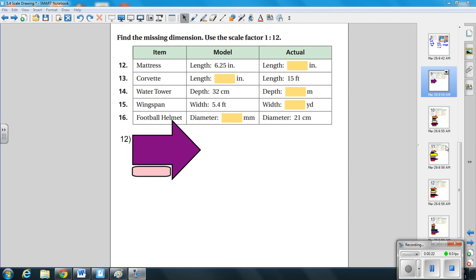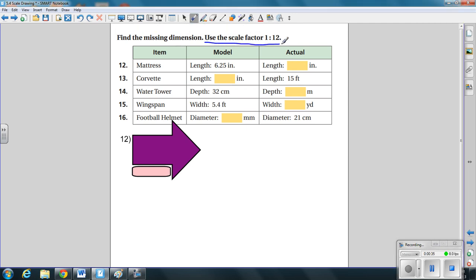So if you take a look at number 12, we have a mattress that its model length is 6 and 1/4 inches. We want to figure out its actual length using this scale factor of 1 to 12. Again, remember the first number represents the model and the second number represents the actual. So with that said, we're going to start by writing a what? Yes. Write the information given of what we already know.